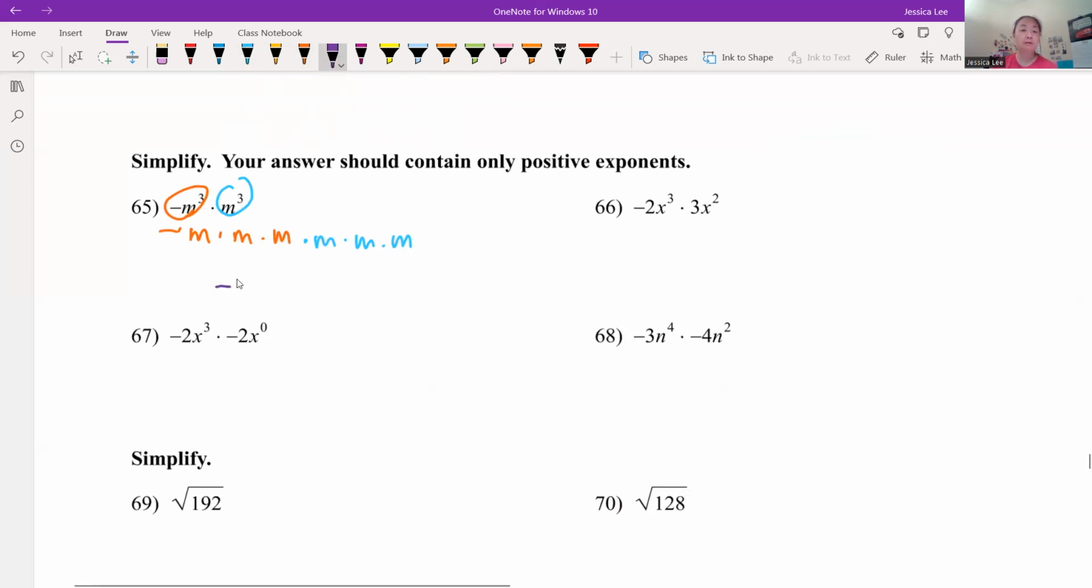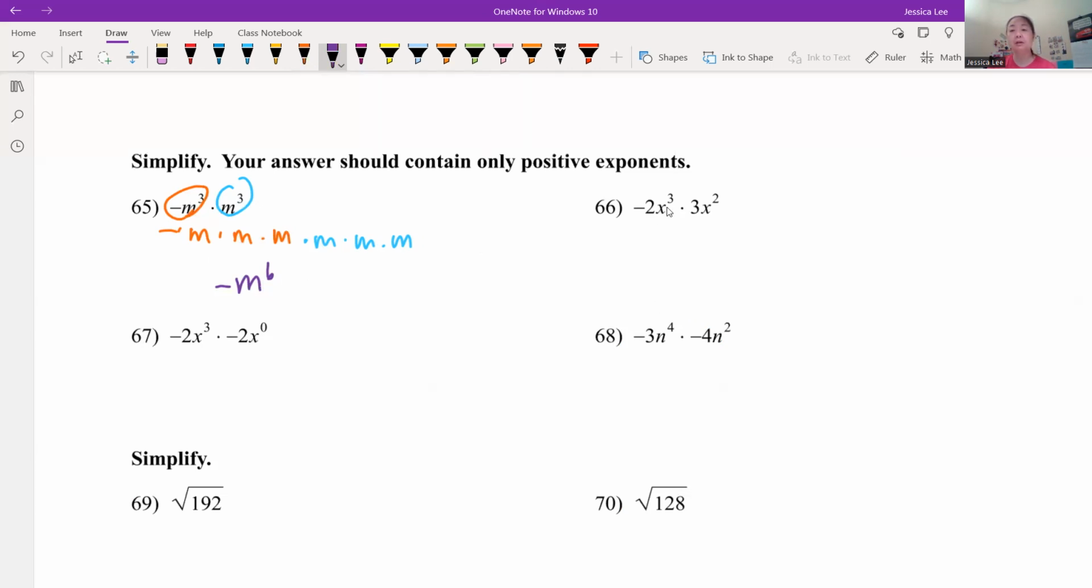That's 6. So we got negative m to the 6th power. So the shortcut way, if you can figure it out in your brain, you could always write it out like this, always expand it, right? But you can just, in your brain, imagine you got 3 m's and another 3 m's that we're multiplying. So total, we have 6 m's. So we can just add those exponents up.